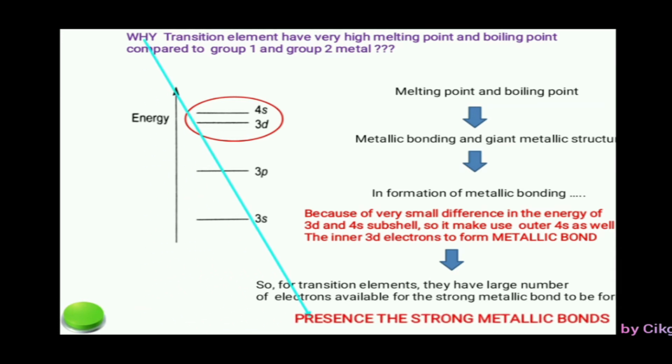So why do transition elements have very high melting points and boiling points? Because of the presence of strong metallic bonds.